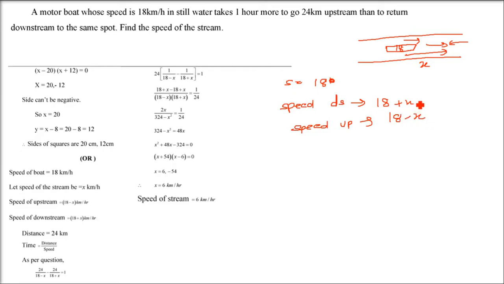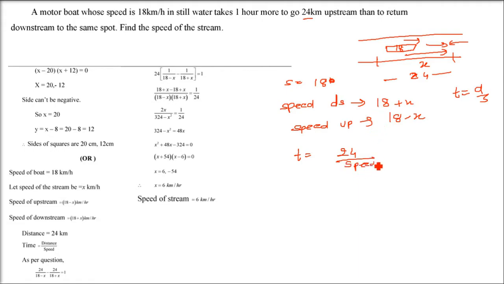These two are clear? Okay. Now in the question it's clear there is a 1 hour difference. So let us go for the time. Time is distance by speed. Distance is 24 kilometer for both of these, going upstream and downstream, 24 kilometer. So you have time. So what is time? Distance by speed. So speed is 18 plus x and 18 minus x.